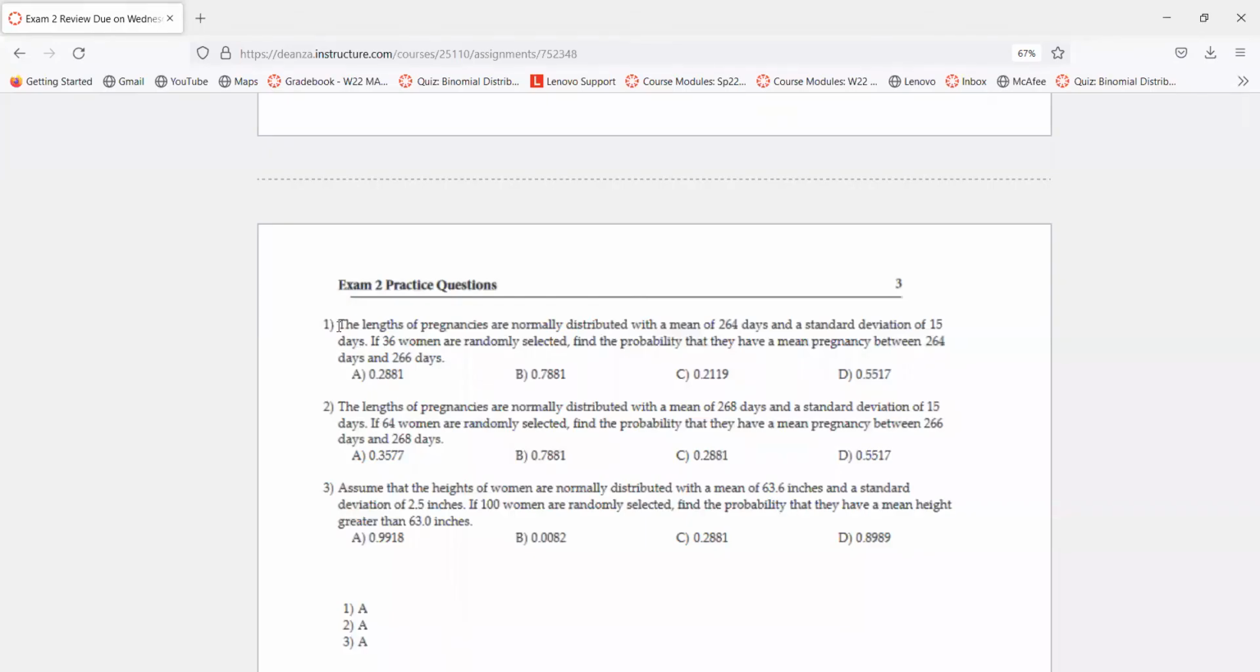So page 3, question 1 says, the lengths of pregnancy are normally distributed. The mean is 264 days and the standard deviation is 15 days. You are selecting 36 women and you want to know the probability that they have a mean pregnancy between 264 days and 266 days. These are the information that we need to calculate the probability. So let us identify the key information.